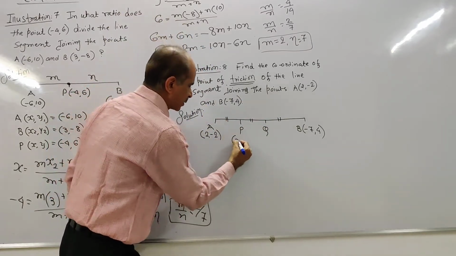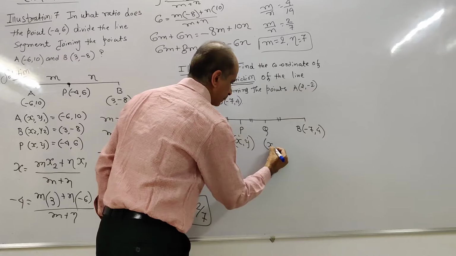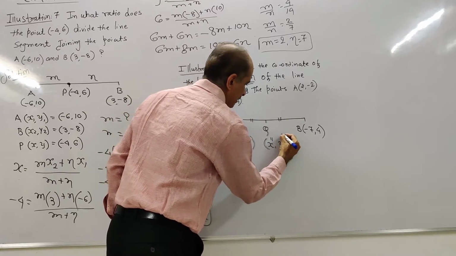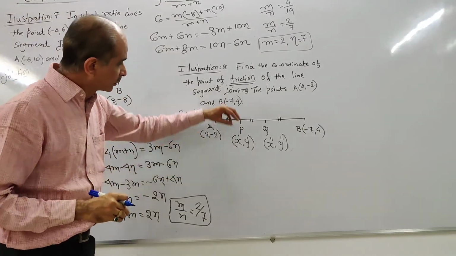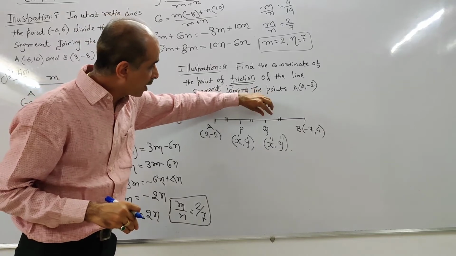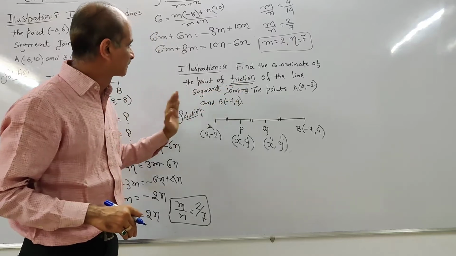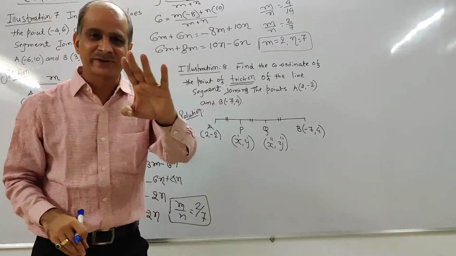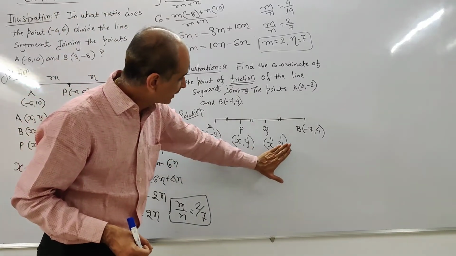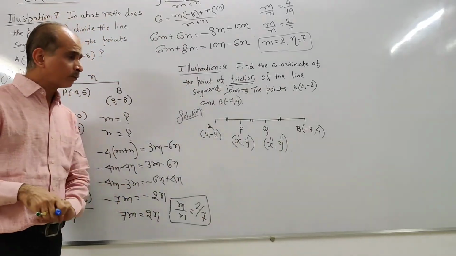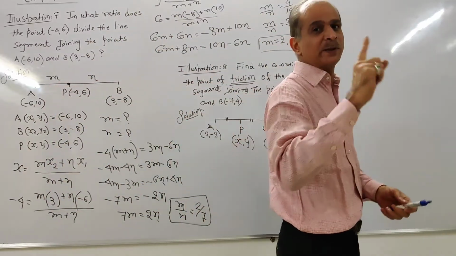Let me say the coordinates of P are (x', y') and the coordinates of Q are (x'', y''). So in this example, your aim is to find the coordinates of P as well as the coordinates of Q, because P and Q are the points of trisection which divide the line segment into 3 equal parts. So your aim is to find x', y' as well as x'', y''. In this example, you have to use the section formula as well as the midpoint formula.